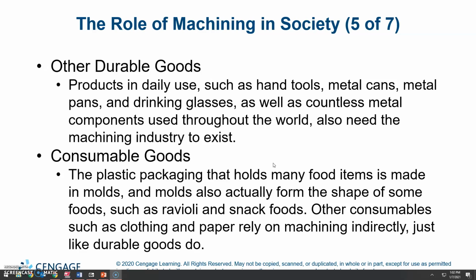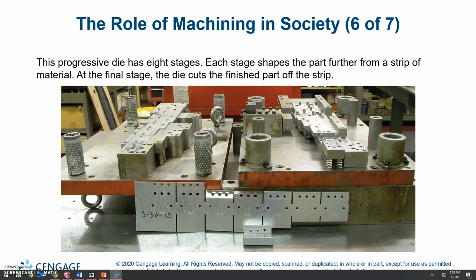Other durable goods, products in daily use such as hand tools, metal cans, metal pans, and drinking glasses, as well as countless metal components used throughout the world, also need the machining industry to exist. Consumable goods: the plastic packaging that holds many food items is made in molds. Molds also actually form the shape of some foods, such as ravioli and snack foods. Other consumables such as clothing and paper rely on machining indirectly, just like durable goods do.